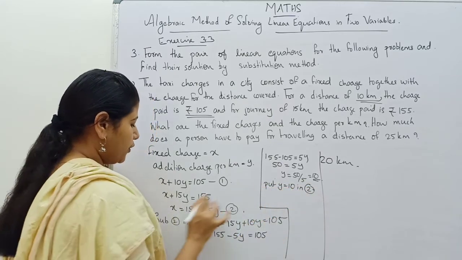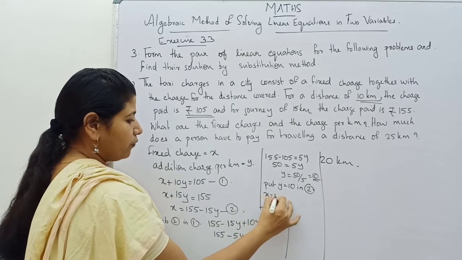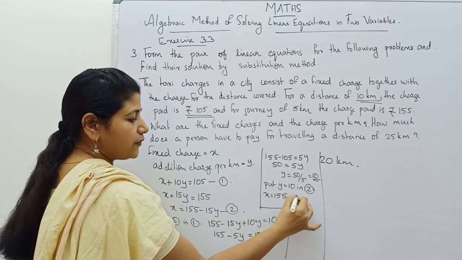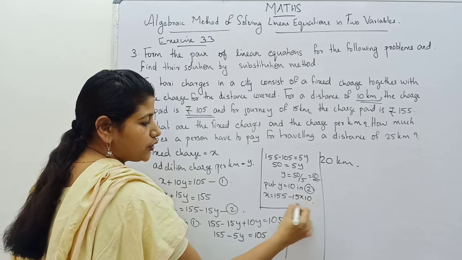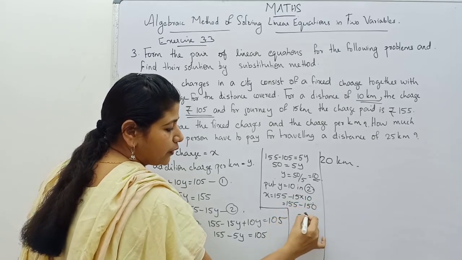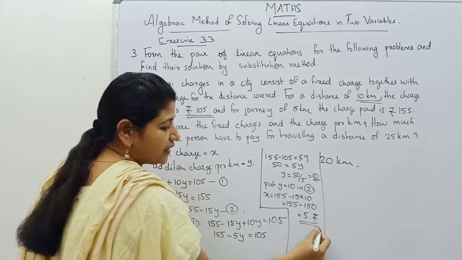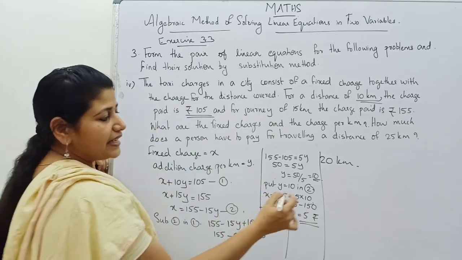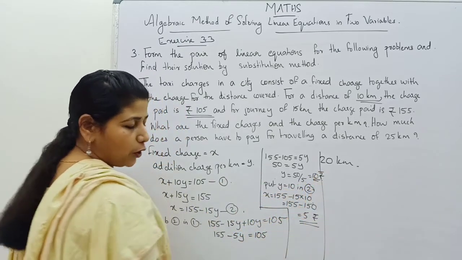Second equation. So here x is equal to 155 minus 15 into y, which is 15 into 10. So you will get 155 minus 150, so you will get 5 rupees. Okay. So the fixed charge is 5 rupees and the additional amount is 10 rupees per kilometer.